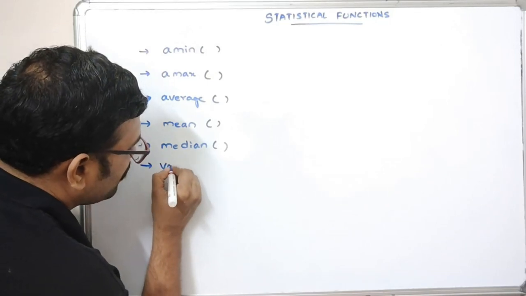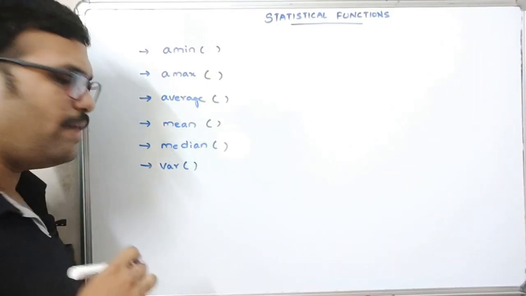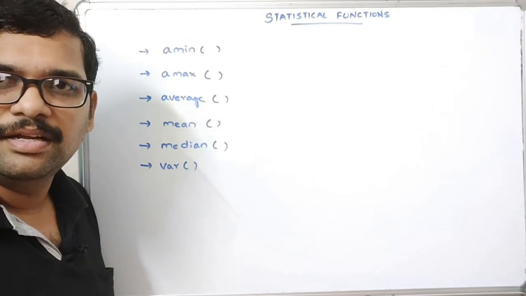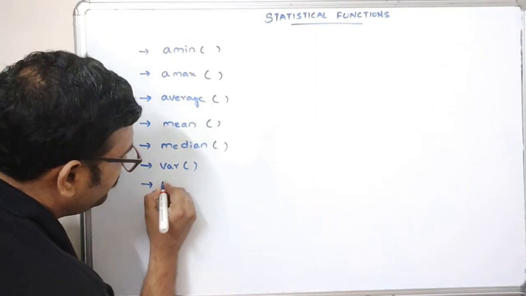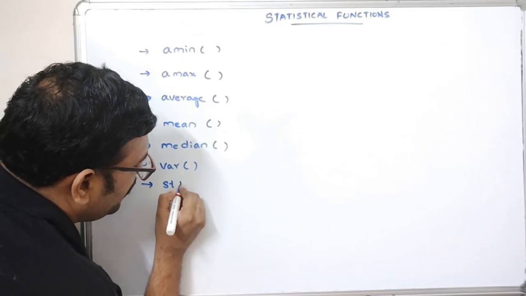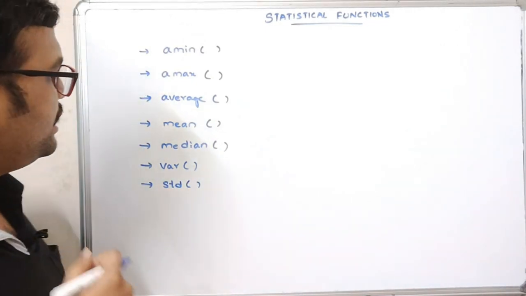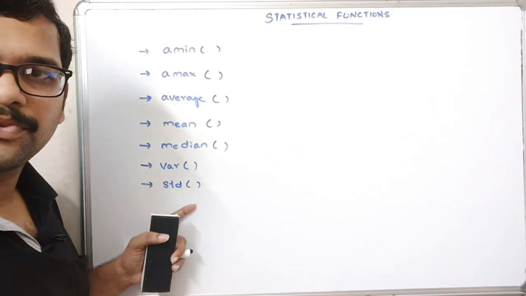Similarly, var means variance, to find the variance of the given elements. And then STD, that means standard deviation. STD is the standard deviation, right?